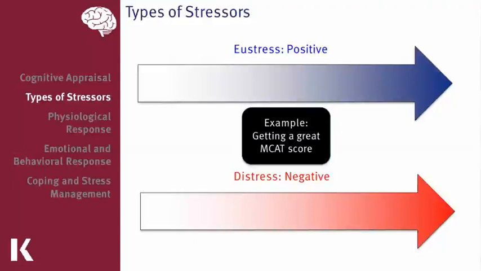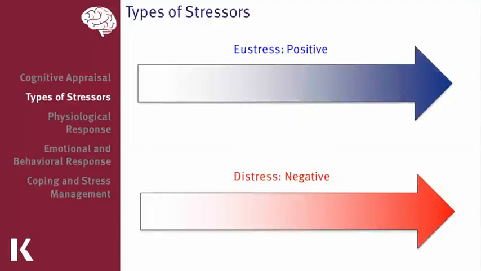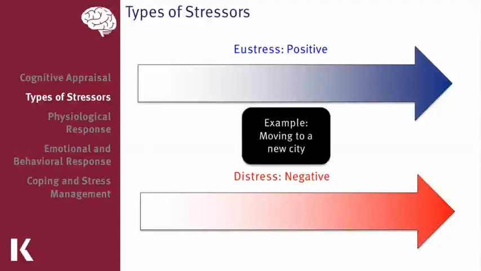Getting a high MCAT score would certainly be very positive and has no tangible negative stresses attached to it. It's important to note that not all situations, even on the MCAT, will be that straightforward. Often a given situation can have both positive eustress and negative distress components. In this example, there may be significant reasons to be upbeat about moving to that new city, but also just as significant reasons to feel concerned about the move in the first place.